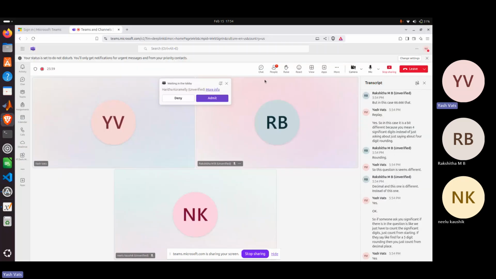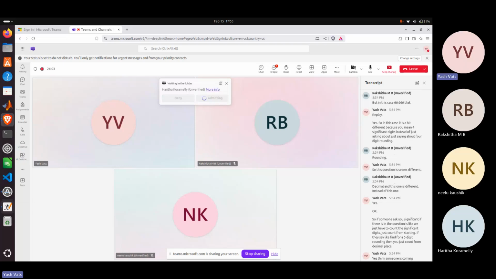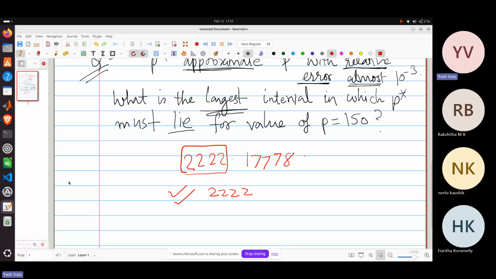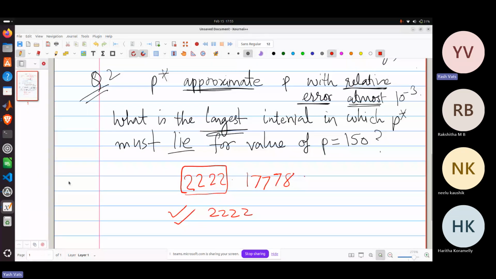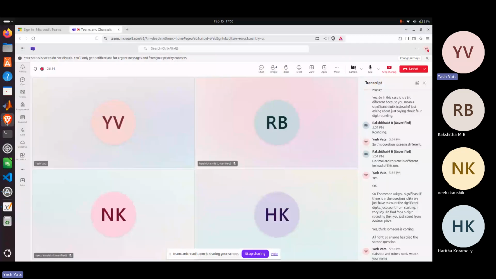Yes. I think someone is coming, Haritha. All right. So anyone has tried the second question? Rakshita and others, Neela, what's your name? Neelu and others, Haritha.